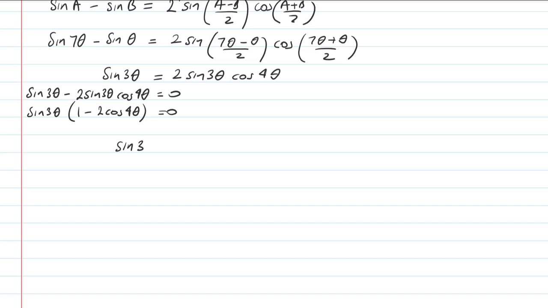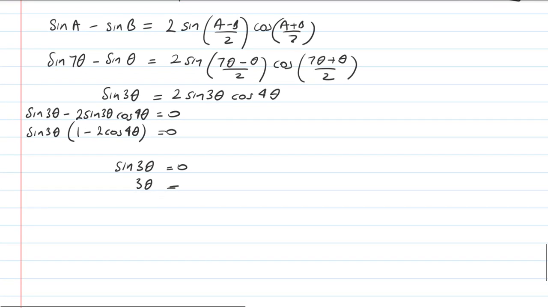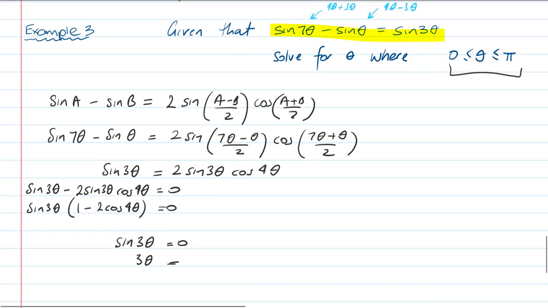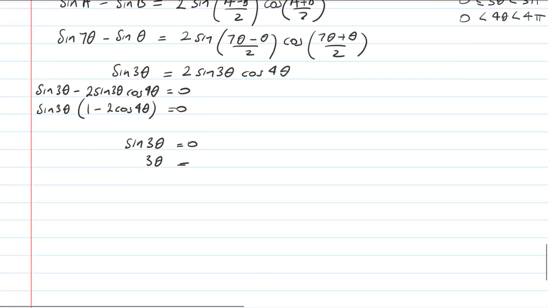So we get sine 3 theta is equal to 0, leading to 3 theta, and keep in mind, I've been given a range, 0 to pi. So if theta is from 0 to pi, then 3 theta is from 0 to 3 pi, which is the range I have to work to there, and for later on I'm going to need 4 theta from 0 to 4 pi. So it's just worth keeping in mind what my range is going to be.